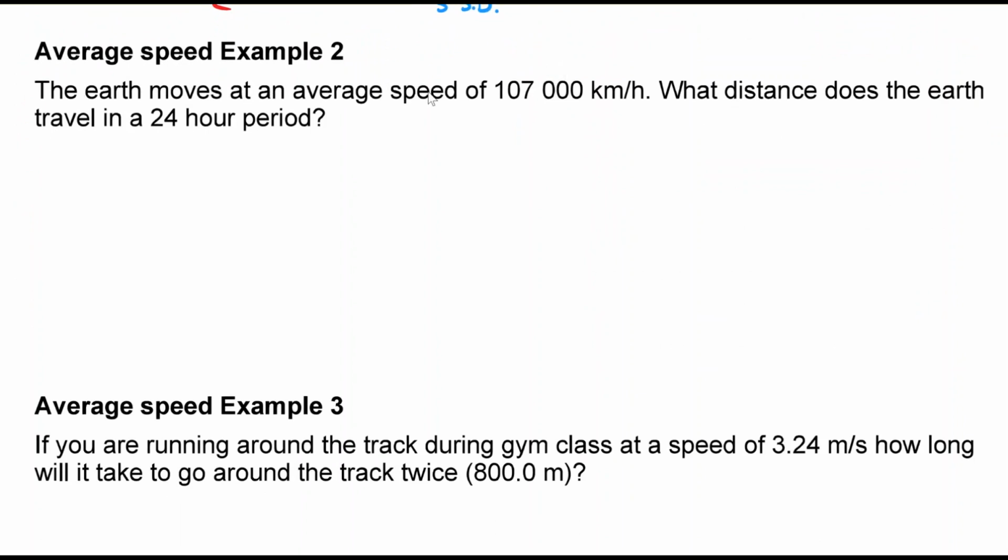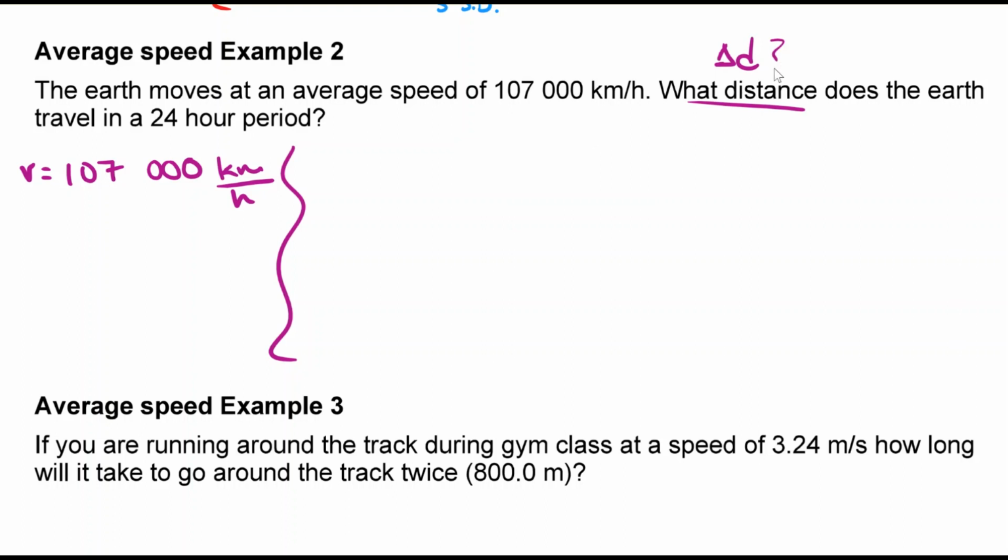The Earth moves at an average speed of 107,000 kilometers an hour. What distance does the Earth travel in a 24-hour period? So if that's our speed, 107,000 kilometers an hour, what distance? It's asking us for the distance. So what distance does the Earth travel in a 24-hour period? So time is 24 hours. Okay, let's try this out.